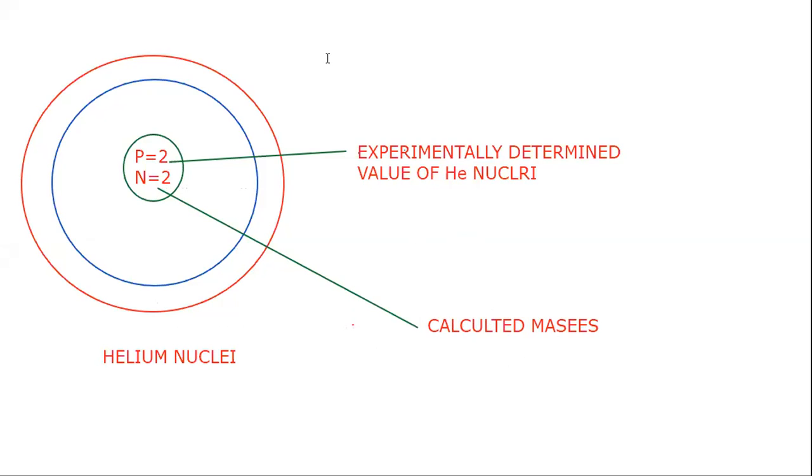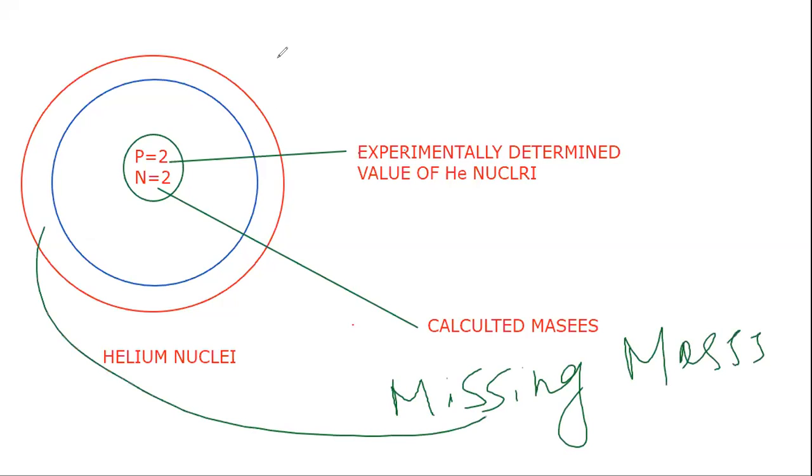From logical points, these two values should be equal with each other, while in this case, these values are not equal. It means that there is some missing mass of helium nuclei. Where will the missing mass have gone? That mass will go in terms of energy. This missing mass is converted into binding energy. That energy is known as the binding energy.